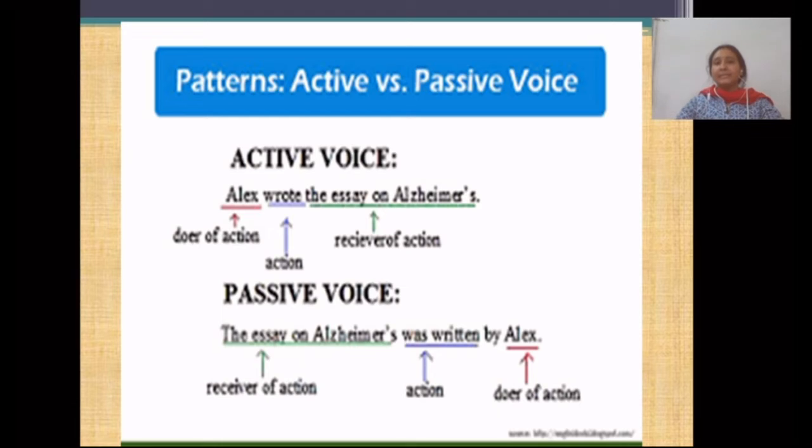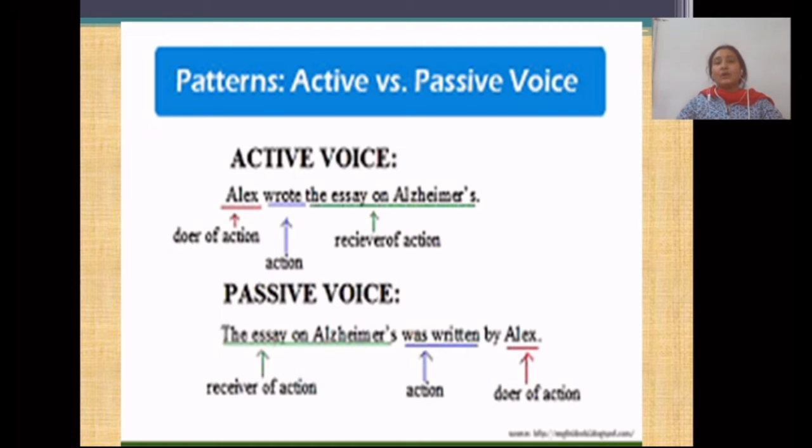In the active voice, as we said, we are interested in knowing who is doing the action. We are interested in knowing the doer of the action. Now, Alex wrote the essay on Alzheimer's. Now, we are talking about the active voice, so we are interested in knowing who is the doer of the action. Here the doer of the action is Alex. And what is the action? He is writing.